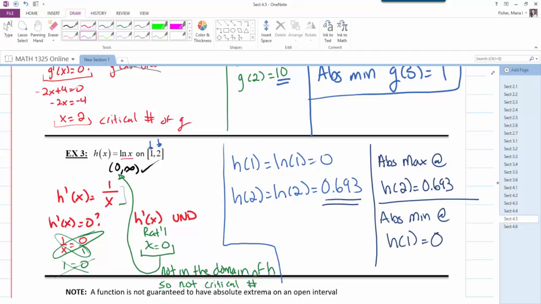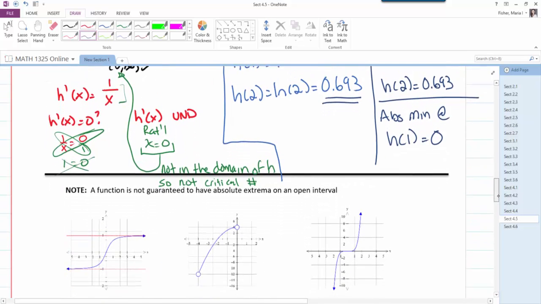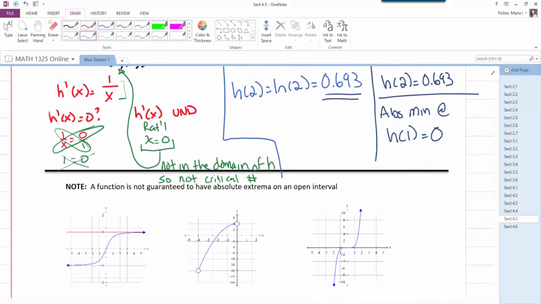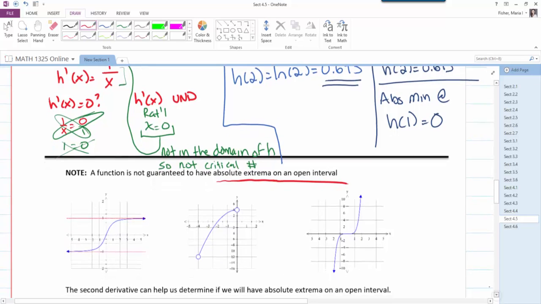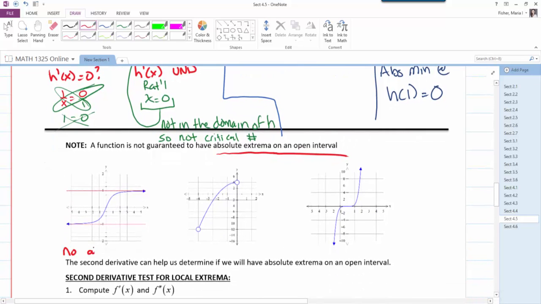Now, just like we saw in those first 3 graphs that we looked at, if you don't have a closed interval, you are not guaranteed absolute extrema. So absolute extrema is not guaranteed if you end up on an open interval. So for example, for this, we have no absolute extrema because we have an open interval. There is no highest point or lowest point. So we have no absolute extrema for this graph.